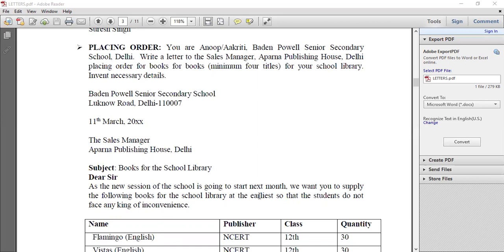You are Anup or Akriti of Baron Powell Senior Secondary School, Delhi. Write a letter to the sales manager, Aparna Publishing House, Delhi, placing an order for books. Minimum 4 titles. This is a condition we need to apply: minimum 4 titles, minimum 4 books. Titles of books we need to mention. So books for your library, and any necessary details. This is a question. So we can also read the answer and get an idea.